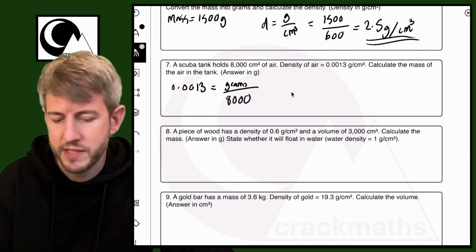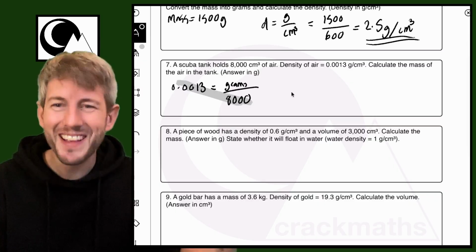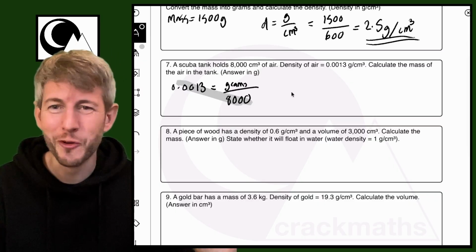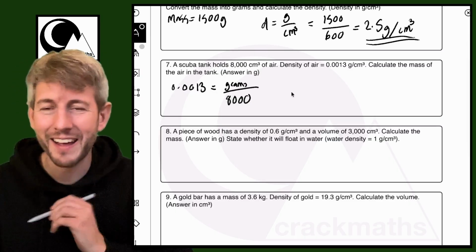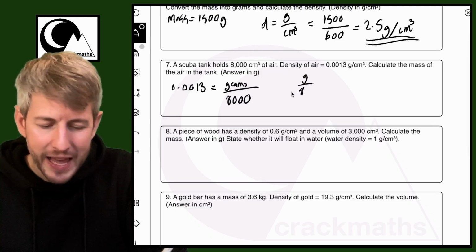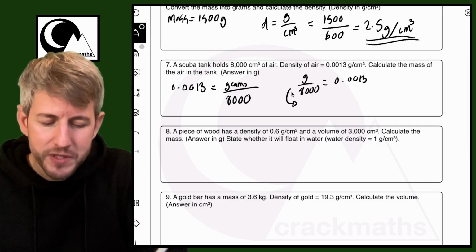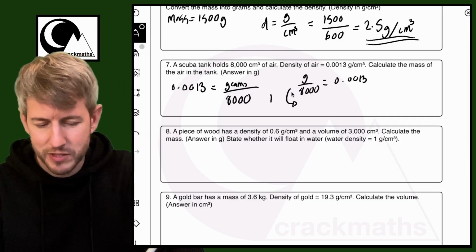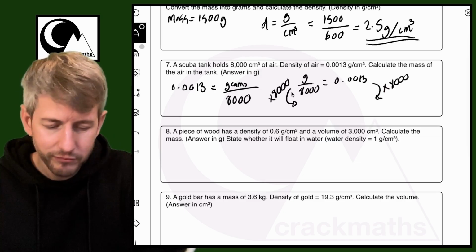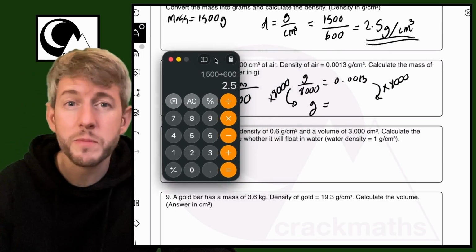Now remember, with this situation, we can just switch these two. That's not going to help us actually. We could switch these two, but because neither of those is the unknown one, it's not going to help us. So I will get rid of that. Remember, we've got the grams divided by 8,000 equals 0.0013. So I want the grams to no longer be divided by 8,000. So I've got to times this by 8,000, and then times this side by 8,000 as well. So the grams is equal to 0.0013 times 8,000.